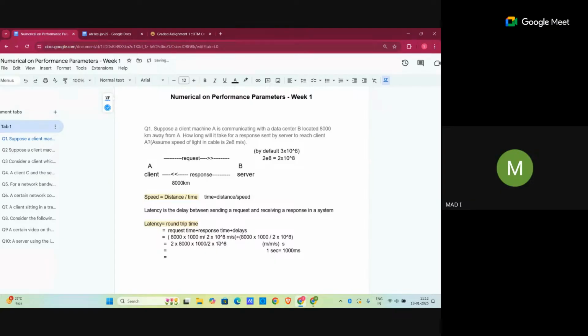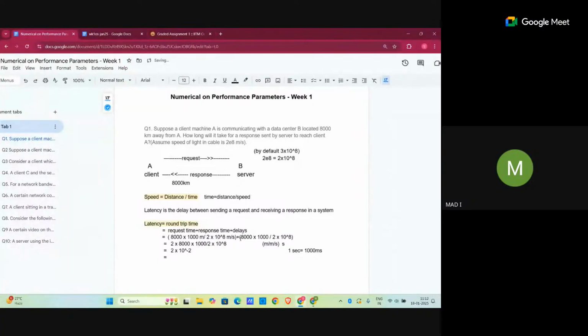If you calculate this, there are 8 zeros over here, that is 10 to the power 8, and 6 zeros over here, so they will cancel. This 2 will be cancelled. Here 10 to the power 8 is in the denominator, so when it goes to the numerator, it will be 10 to the power minus 8 multiplied by 10 to the power 6. So it will be equal to 8 into 10 to the power minus 2.